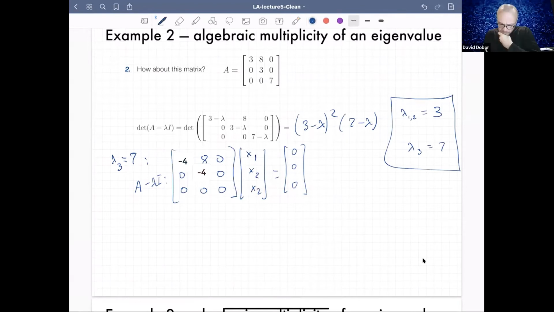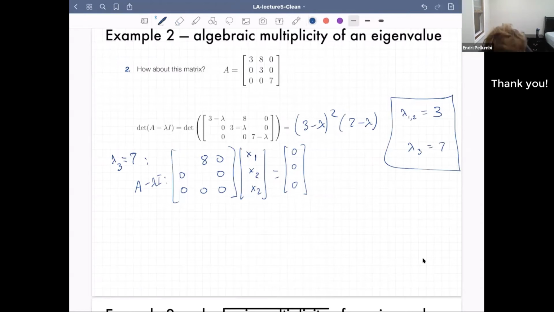Shouldn't it be -4 on the first element and the second one on the diagonal? Yes, I'm sorry, that's of course correct. -4, -4. That's 3 minus 7. Yes.